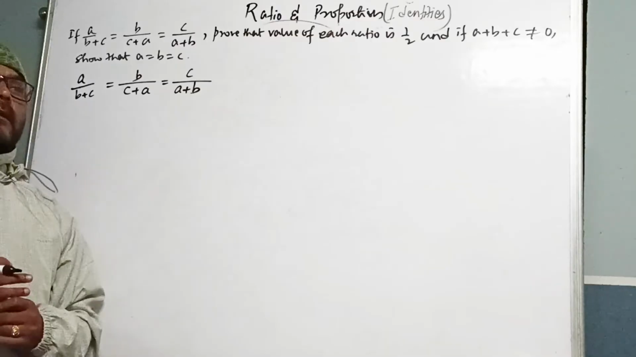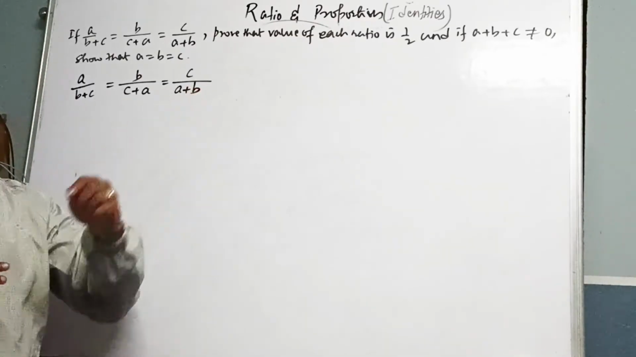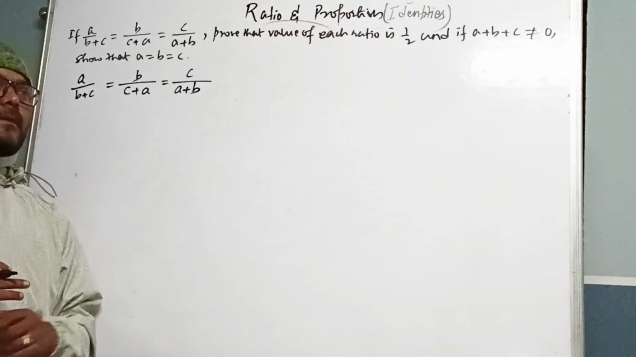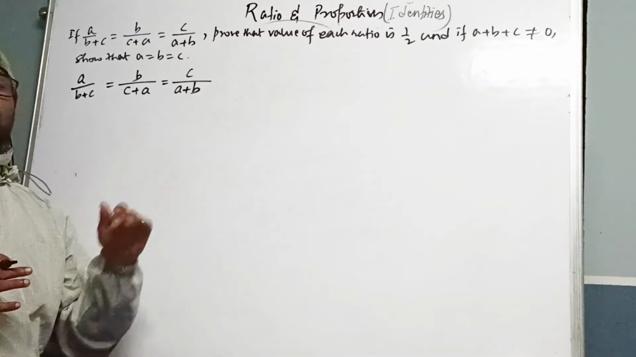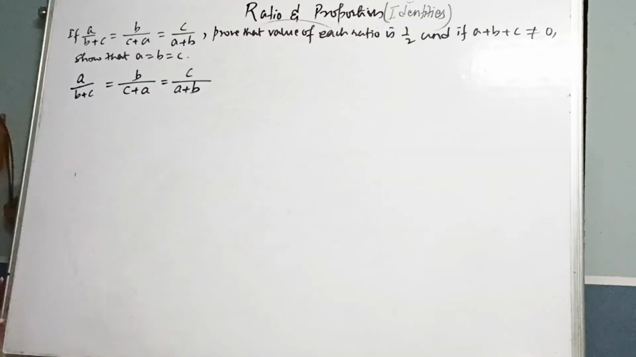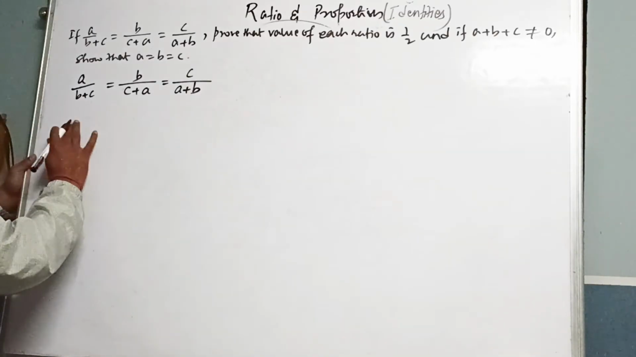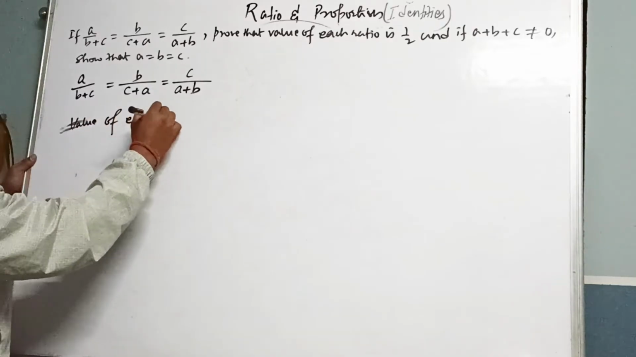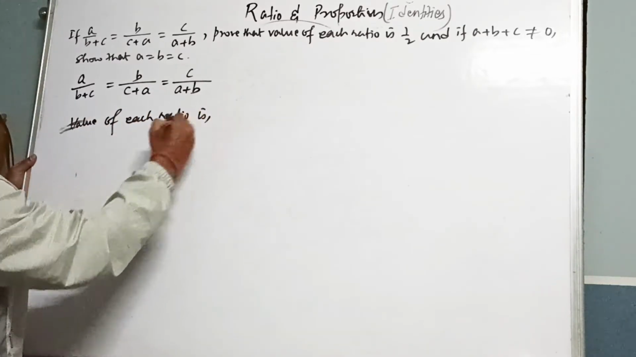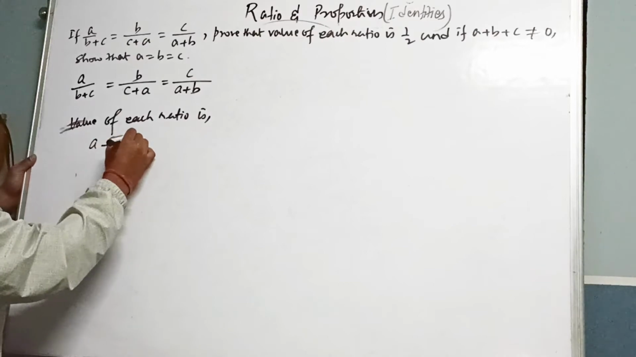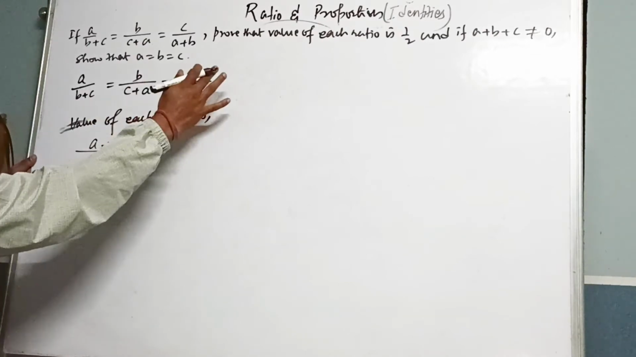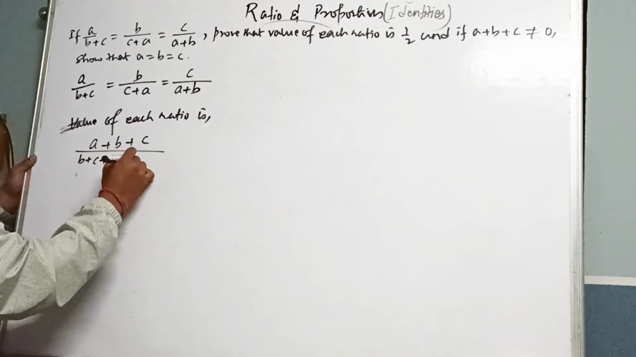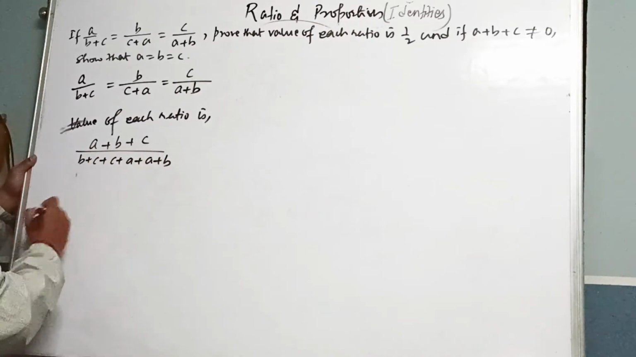What do you understand by add and do each ratio? Sum of the antecedents divided by sum of the consequents, meaning sum of the numerators divided by sum of the denominators. So the value of each ratio is found by adding the numerators of the three ratios and the denominators of the three ratios.